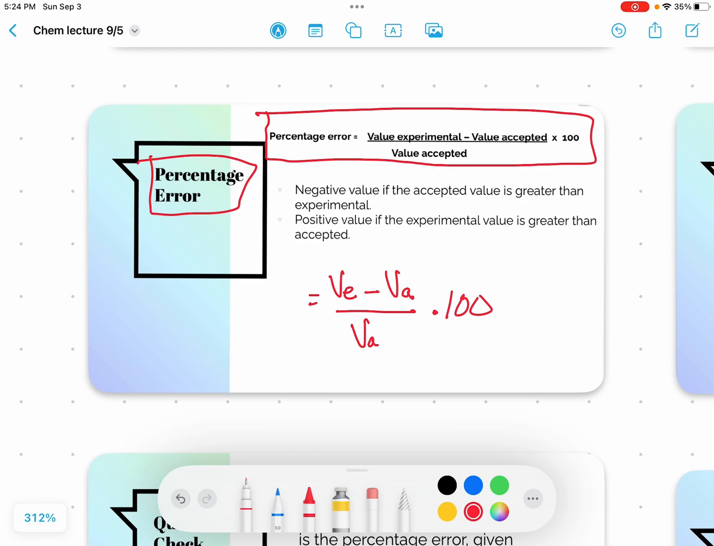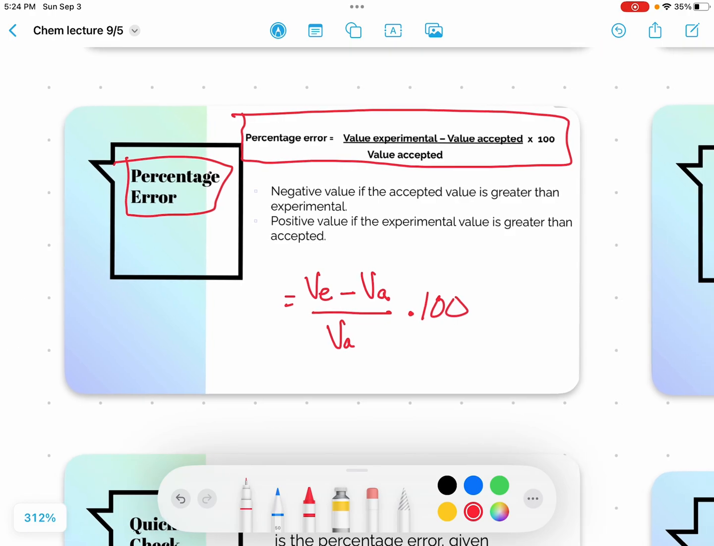Now, there are times you're going to get a negative value and a positive value. The negative value means the accepted value is greater than your experimental value, meaning the value that you came up with is smaller than what is accepted. A positive value is the opposite. If the experimental value is greater than the accepted, so what you measured is bigger than what is actually accepted in the problem.